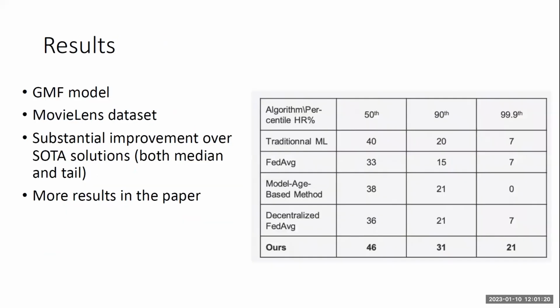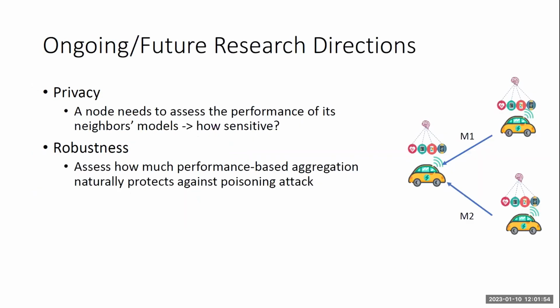Maybe one result that I would like to show is about the fact that going decentralized actually improves the tail performance compared to traditional or centralized or federated solutions. For example, if you look at the 90th percentile, so the 10% users who had the worst performance, we actually improve their hit ratio in the personalized solution, right? Even the 50th percentile.